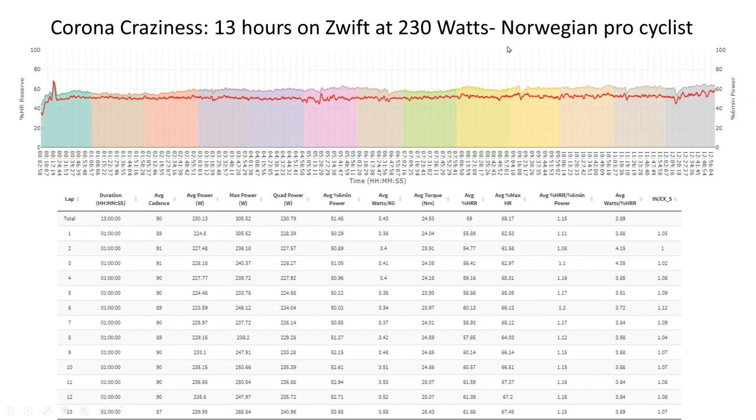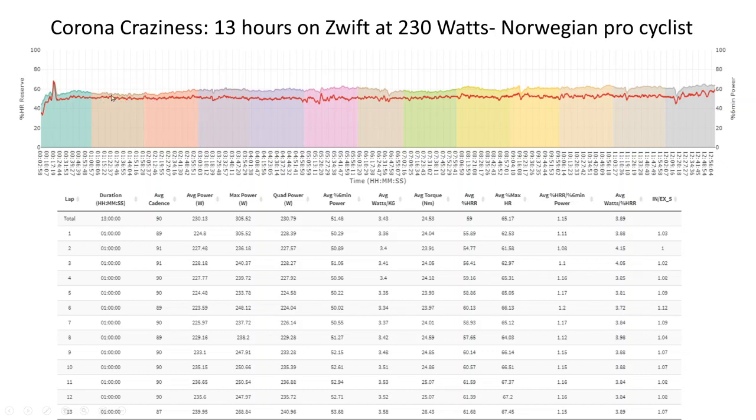This is a Norwegian young pro cyclist who during the lockdown period did a 13-hour Zwift ride where he sat on the bike for 13 hours. There are some occasional potty breaks or pee breaks, but they kind of get deleted by the Garmin system here. But what you see is his baseline has a little bit higher ratio. It's about 1.1 is his typical ratio between his percentage of heart reserve and his 6-minute maximum power.